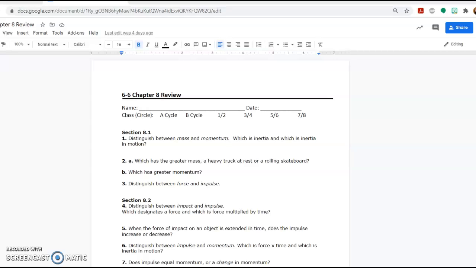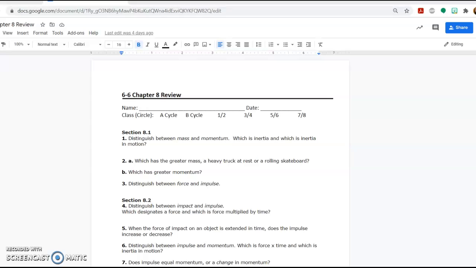Distinguish between force and impulse. Force is a push or a pull, and impulse is a force applied to an object over an amount of time. Okay, so force is a push or a pull, and impulse is the force that you apply for a given amount of time.